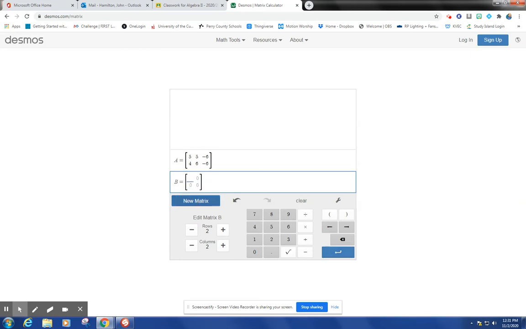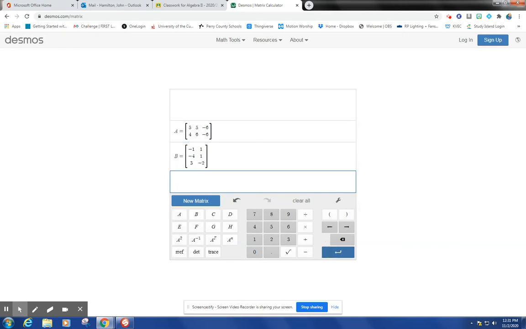We're going to go ahead and hit new matrix. And remember this second matrix was a 3 by 2. So I'm going to change that to a 3 by 2. Negative 1, 1, negative 4, 1, 3, and negative 2. There are my two matrices. And remember, I'm going to come down, hit this blue return button right here. And that's just going to kind of set those in there for me. And now I'm going to try to multiply them.